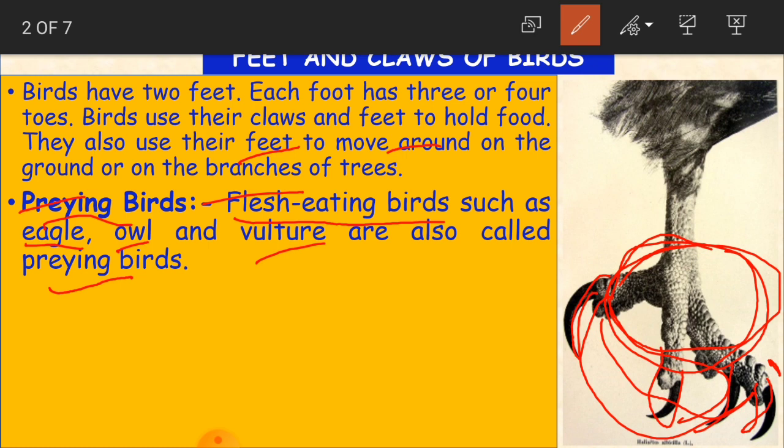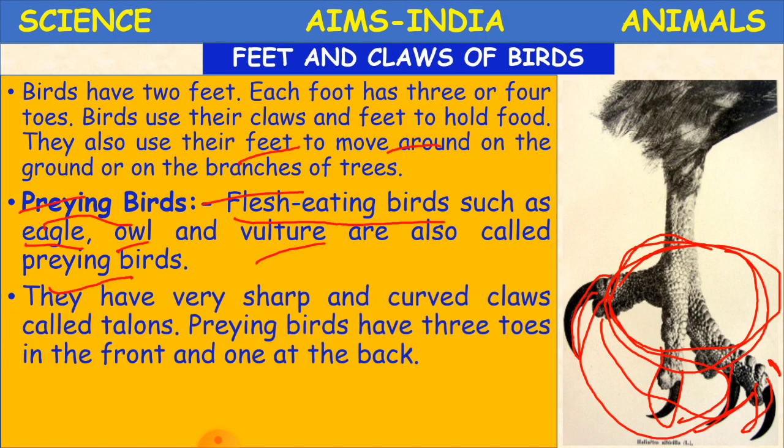These birds have very strong feet and claws because they have to catch an animal. So that is why their claws and feet must be very strong. Okay, children? So what are they? Preying birds, for example, eagle, owl and vulture. Clear? Now they have very sharp and curved claws called talons. Talons, in the sense, what are they? They are very sharp and curved claws.